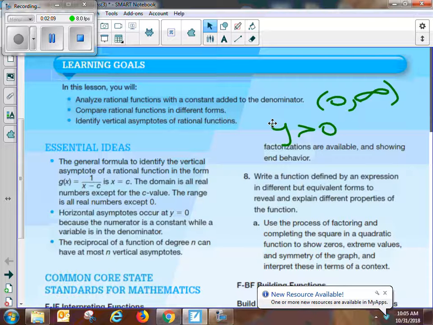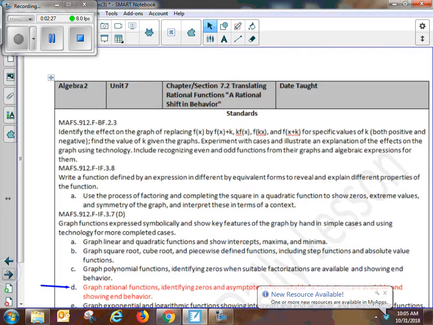Now, if I take this denominator, look up here, if I take this x minus c and set it equal to 0, would you agree I get x equals c? That's going to be my vertical asymptote in its new position. So that's what we're going to be dealing with as we move on.